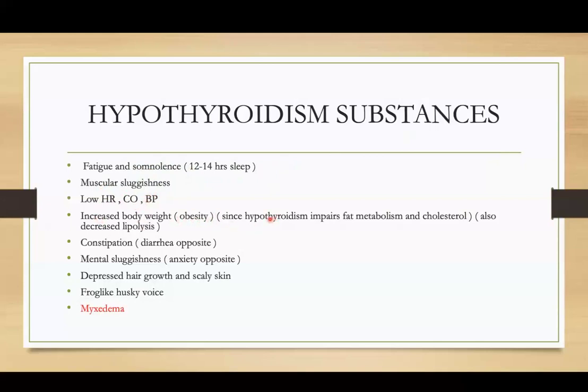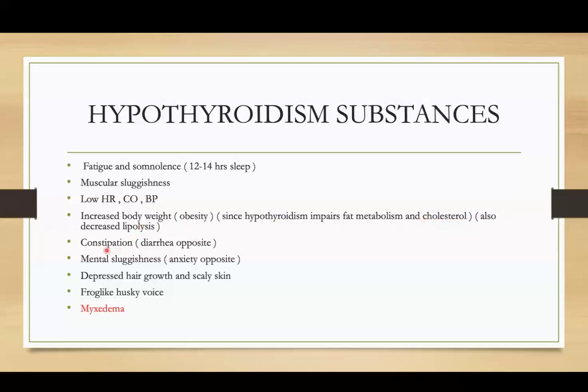And the reason for this, if you remember, one of the B's was breakdown fats, right? Lipolysis was the last B. Basically, in hypothyroidism, you're not going to have increased lipolysis. You're going to have reduced lipolysis, which means the fat is going to accumulate, and this causes obesity, right? And it also inhibits cholesterol metabolism, which means it could cause related diseases such as coronary artery disease and increased blood pressure and all of that.